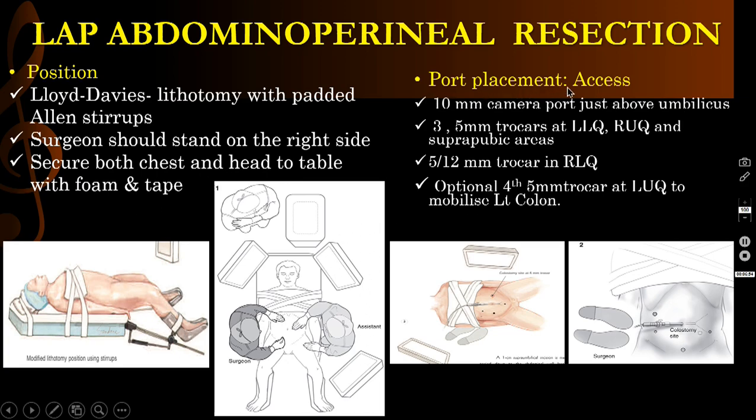And then what is the port placement? 10 mm camera port just above the umbilicus. So here. And then three 5 mm trocars at left lower quadrant, and then right upper quadrant here, and then in the suprapubic region. In the right iliac fossa region, we can use a 12 millimeter trocar site for introducing the laparoscopic GIA stapler. The optional fourth 5 mm trocar at left upper quadrant if you want to mobilize the left colon very well. That also is optional.